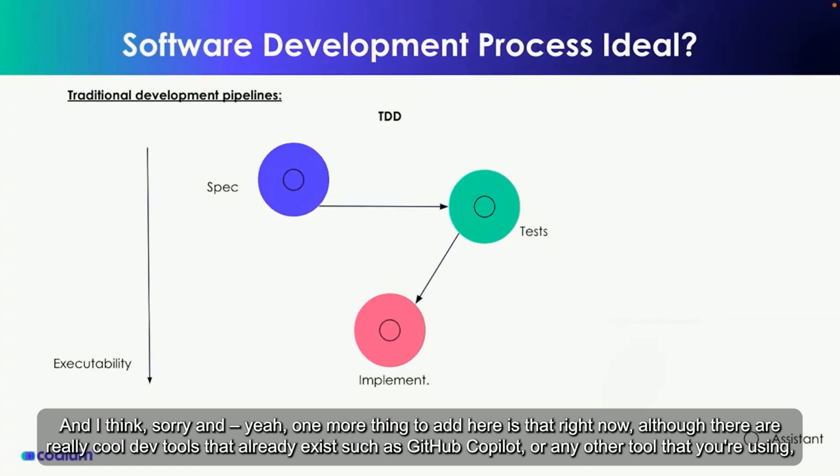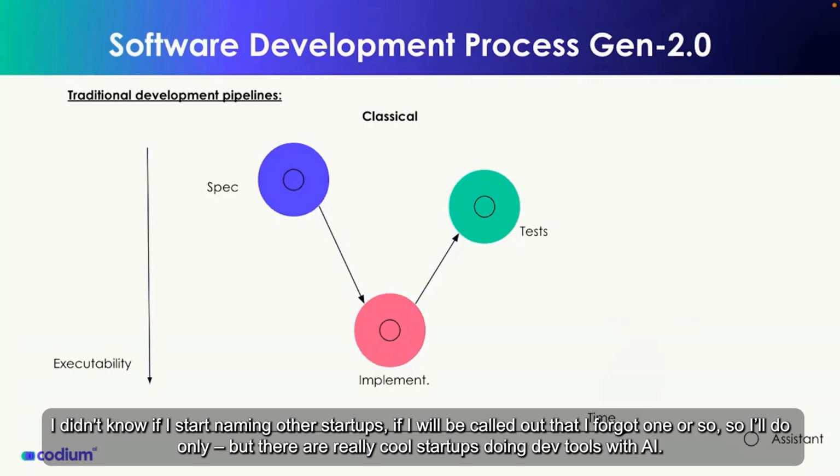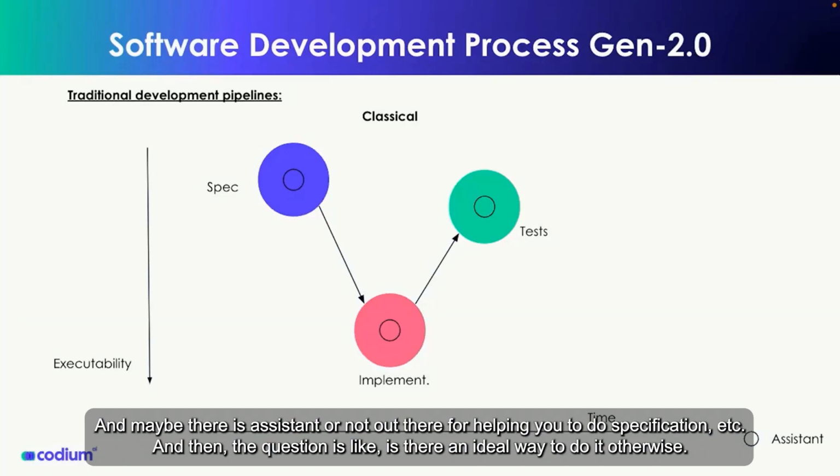One more thing to add here is that right now, although there are really cool dev tools that already exist, such as GitHub Copilot or any other tool that you're using, I didn't want to start naming other startups in case I'm called out for forgetting one, so I'll use only that, but there are really cool startups doing dev tools with AI. I think they fit inside this paradigm of Gen 1.0, but it does jump to Gen 2.0 with assistance. You have an assistant for code completion, for example Copilot, right? And maybe there is an assistant out there for helping you do specification, etc.